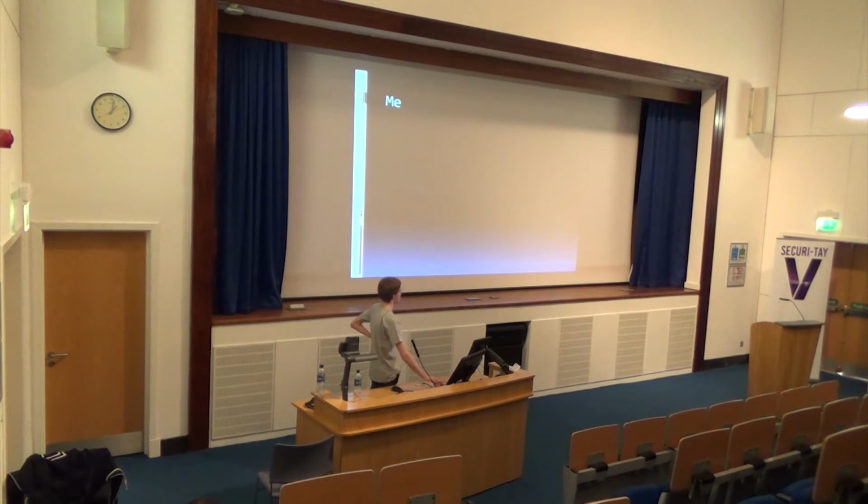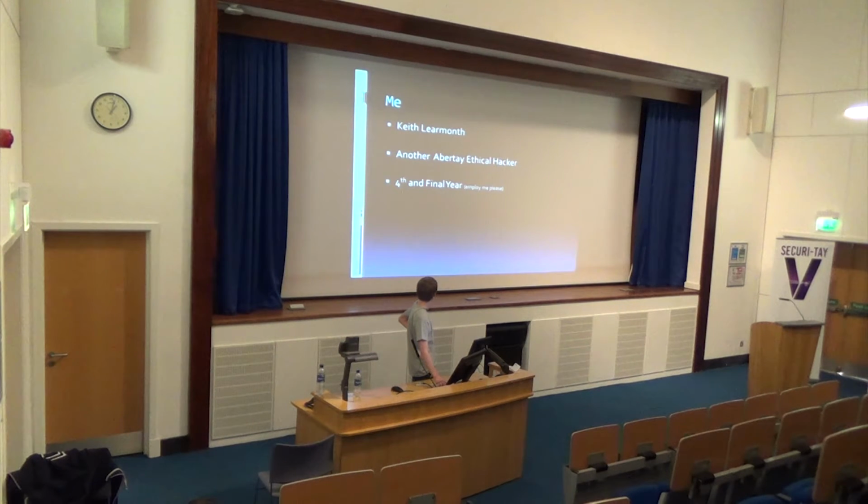So, a little bit about me. Everyone seems to do this slide, so I'm Keith Learmonth. I am another Rabbit ethical hacker. I'm in the fourth and final year. Hint, hint. And yeah, people usually take this time to sort of say their experience and what they're good at. So I'm an advanced Googler, then I switch things off and on again. Usually works. So, oh yeah, there's just my Twitter and a plug for the Aberte hackers.